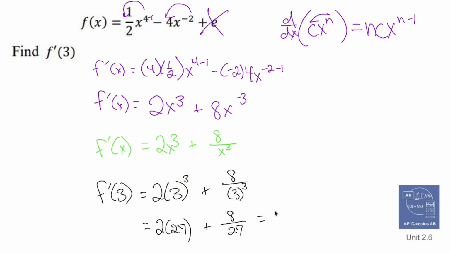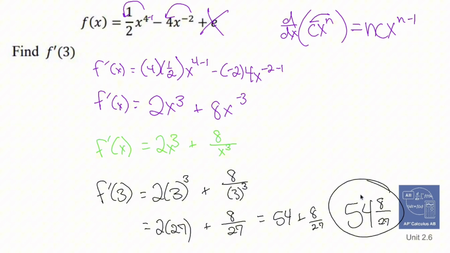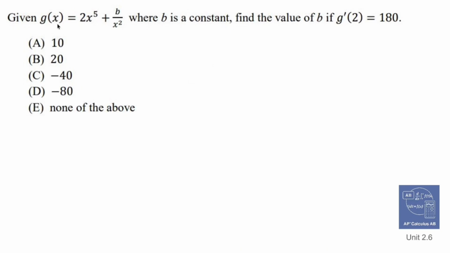So that's going to be 54 plus 8/27, which is 54 and 8/27. I'm not going to lose sleep trying to simplify that. I'm going to let it go like that. Not the prettiest thing in the world, but that's my answer. I like this one. This is going to be pretty fun.